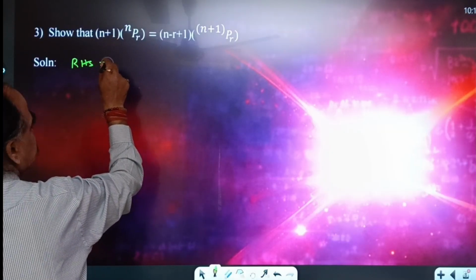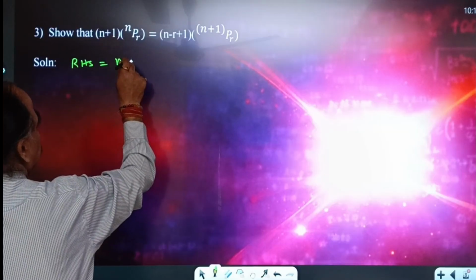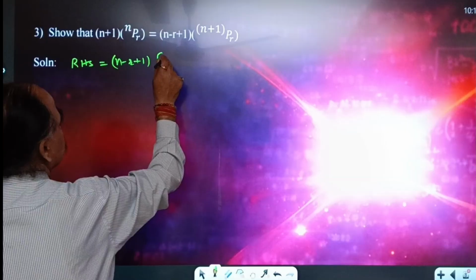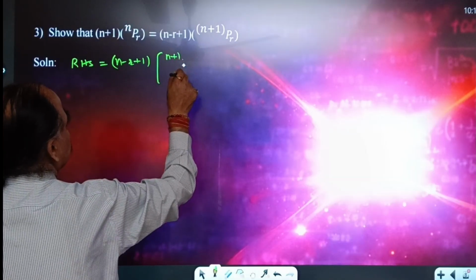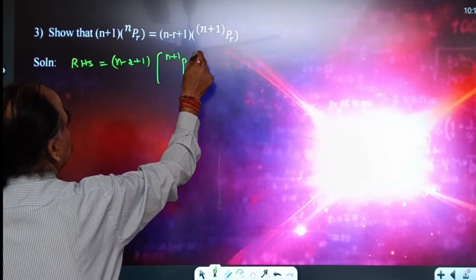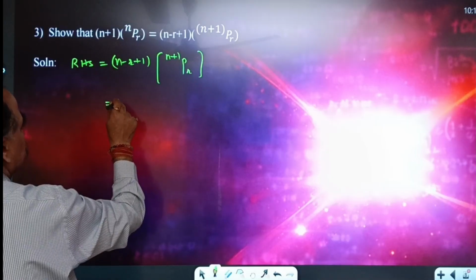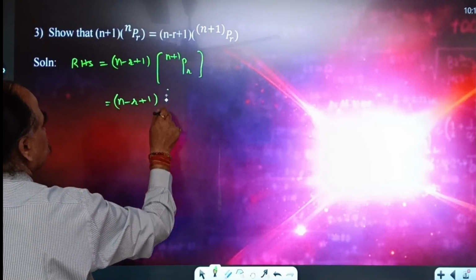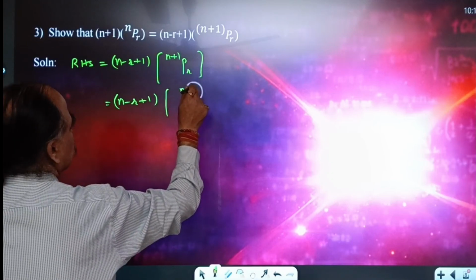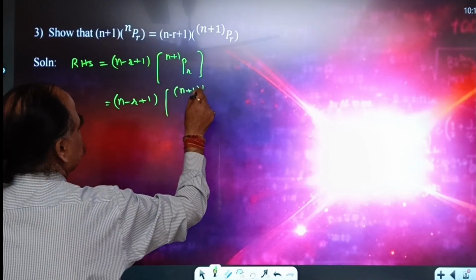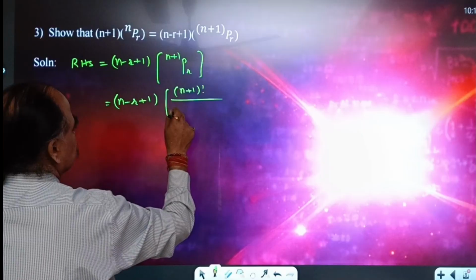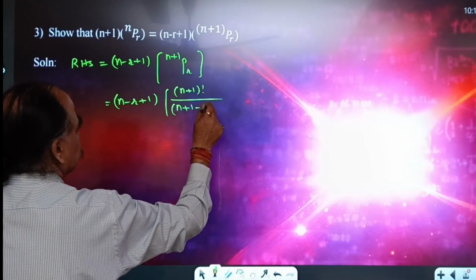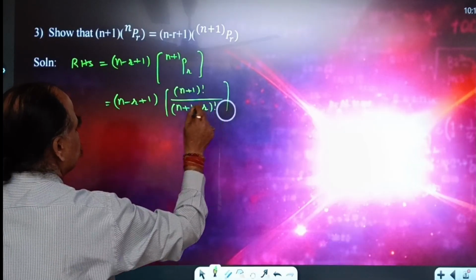We'll start with our RHS. (n minus r plus 1) into (n plus 1) factorial divided by (n plus 1 minus r) factorial.